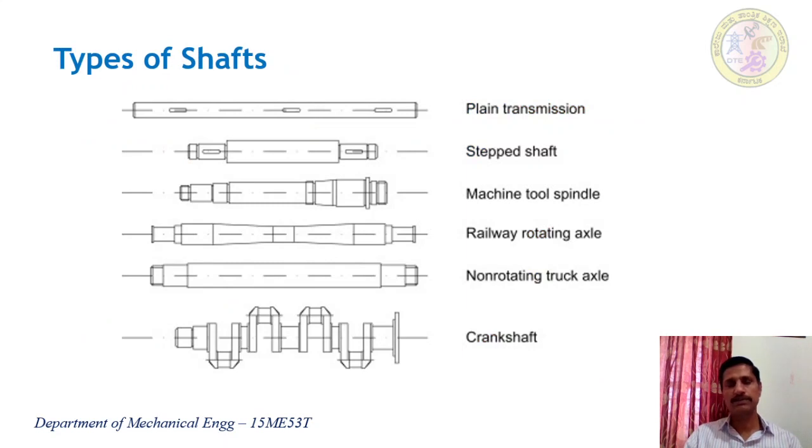Next is types of shafts. These are the types of shafts available in the market. They are plain transmission, stepped shaft, machine tool spindle, railway rotating axle, non-rotating truck axle and crankshaft.